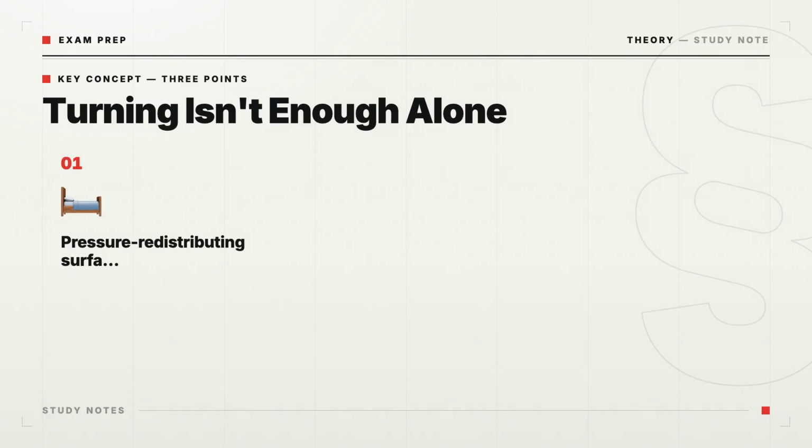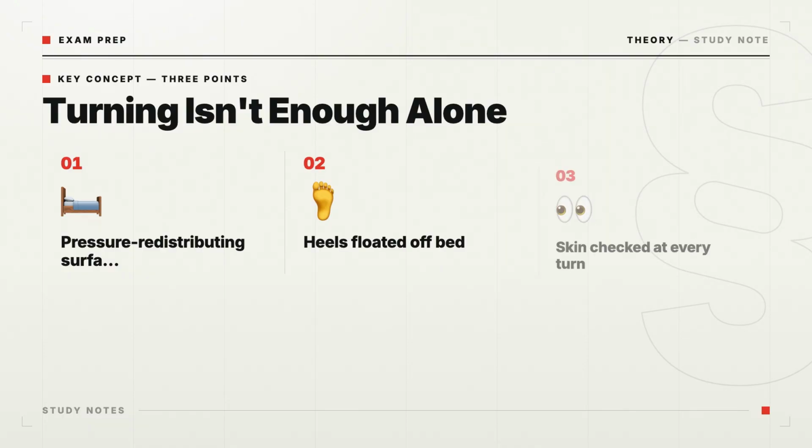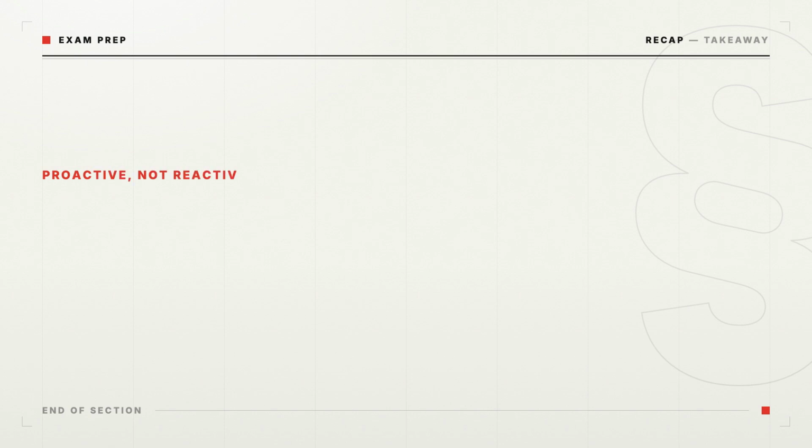Turning every 2 hours is the floor, since the damaging cycle of squeezed and returning blood flow can start within a couple of hours. But turning is paired with other measures: a pressure redistributing surface, heels floated off the bed, and skin inspected at every turn, alongside managing moisture and supporting nutrition.